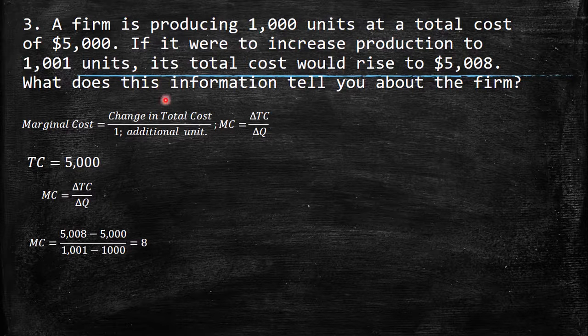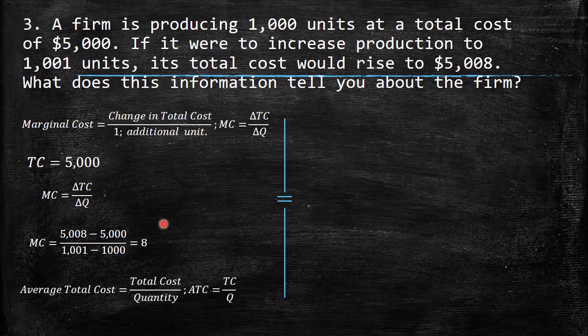Then we can infer with this information here. Automatically, there is an increase in production to 1001 units. So it's going to be the final one minus the initial one. It's going to be 1 as usual. Then we have the change in total cost, which is this difference. So in the numerator we have 8 over 1, which is 8. So this is the marginal cost. And what is the interpretation of that number? It means that if you produce 1 additional unit, the cost of this particular additional unit is going to be $8.